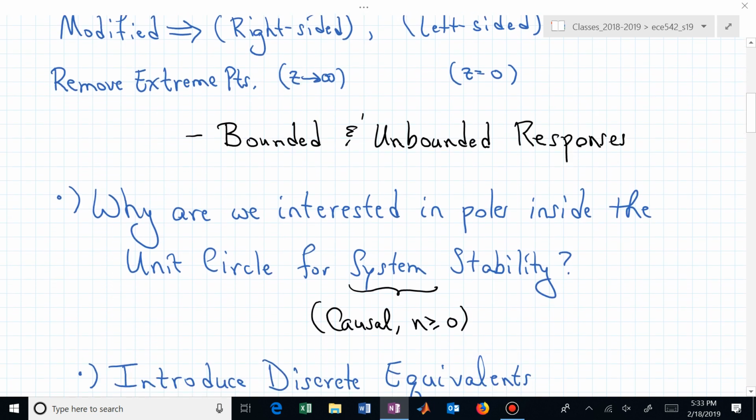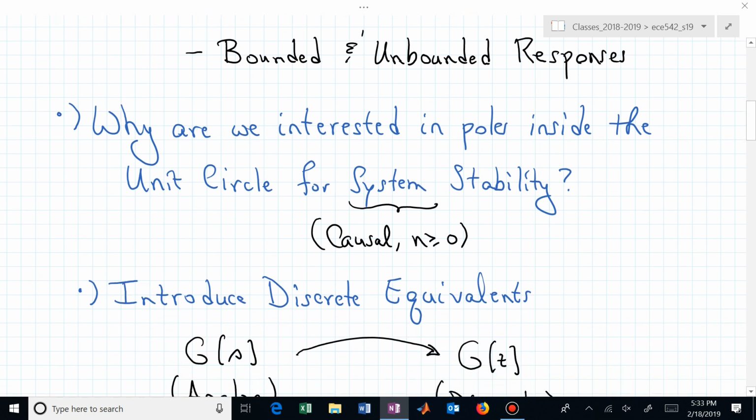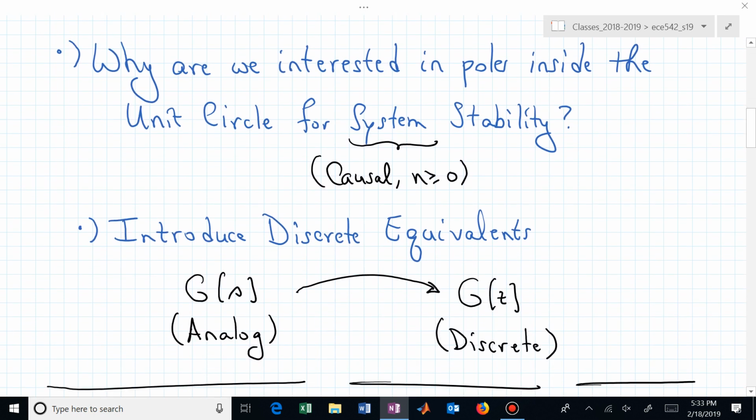And whether or not we have bounded and unbounded responses, that's going to be determined by whether or not this region of convergence includes the unit circle. If the region of convergence doesn't include the unit circle, then we have unbounded responses. If it does, if the region of convergence includes the unit circle, then we have bounded behavior, whether those sequences are right-sided, left-sided, or two-sided. That's one of the main points to take away from today.